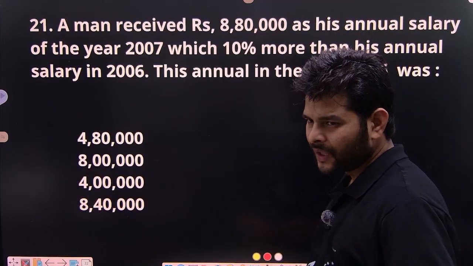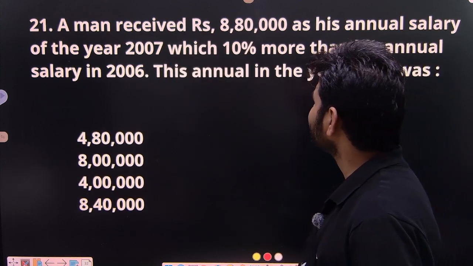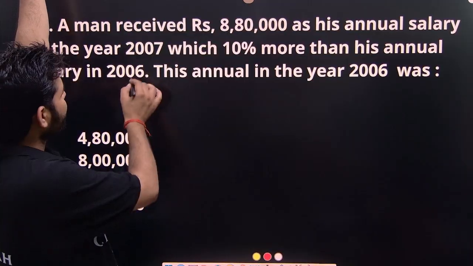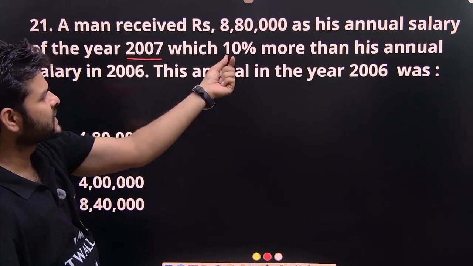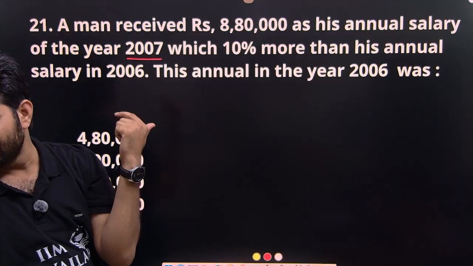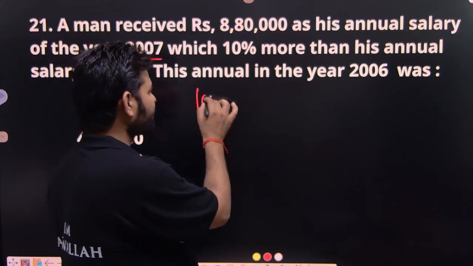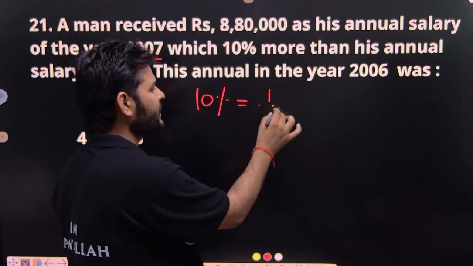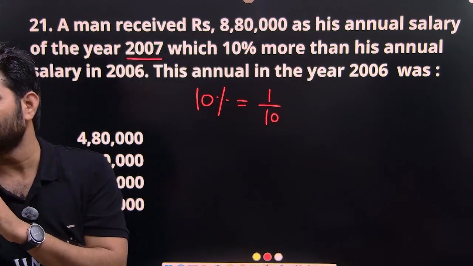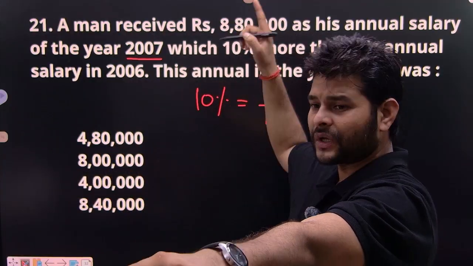Which method? A unit method. The question says a man receives 8,80,000 as his annual salary in the year 2007, which is 10% more than his annual salary in 2006. So what is the value of 10%? The fraction of 10% would be 1 upon 10. That means, which year are we comparing over here? We are comparing 2006 or 2007?